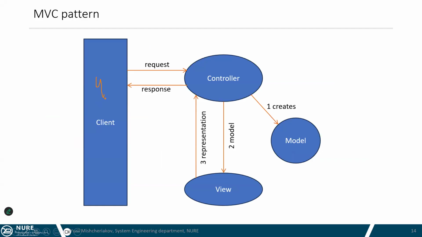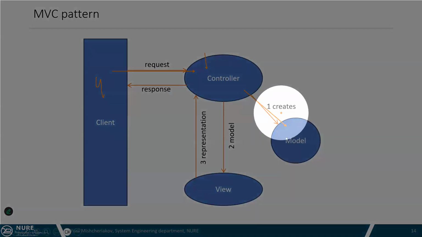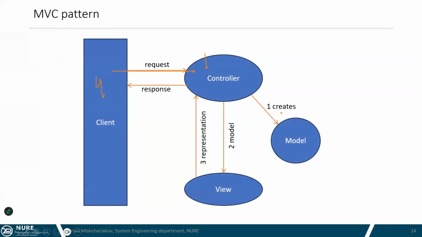Client means user interface like a mobile application, web page, desktop application, or something like that. It makes a request to your application, and the first to meet this request is the controller. Controller must create model data to return to the user, to the client.